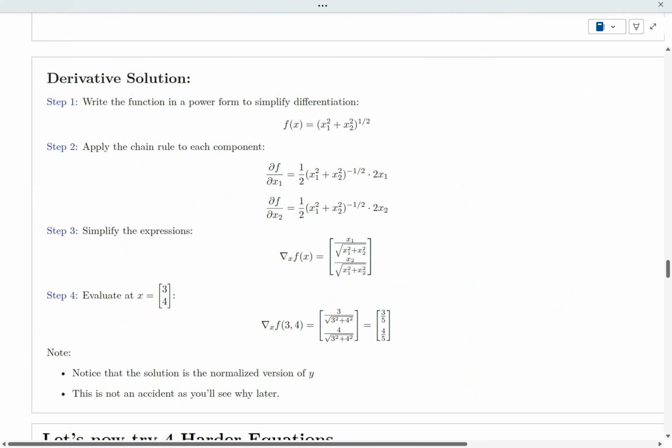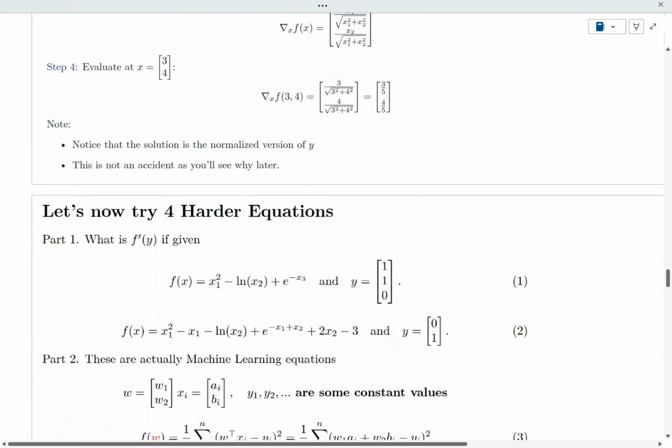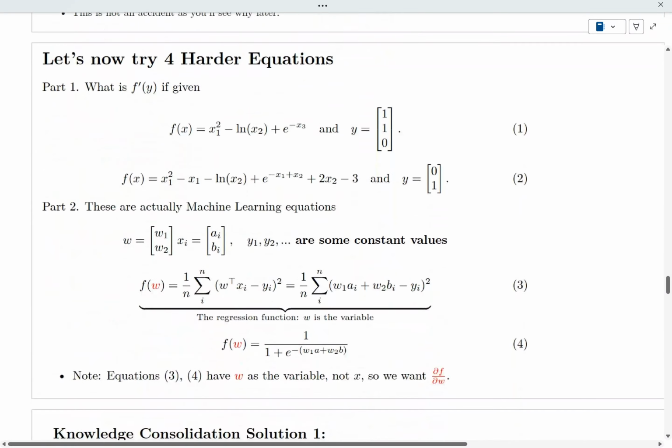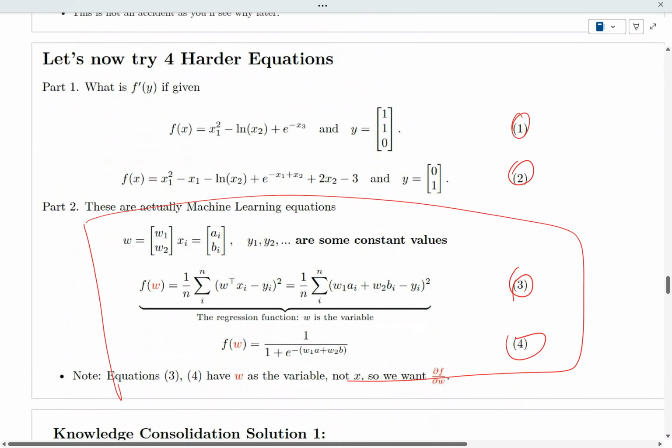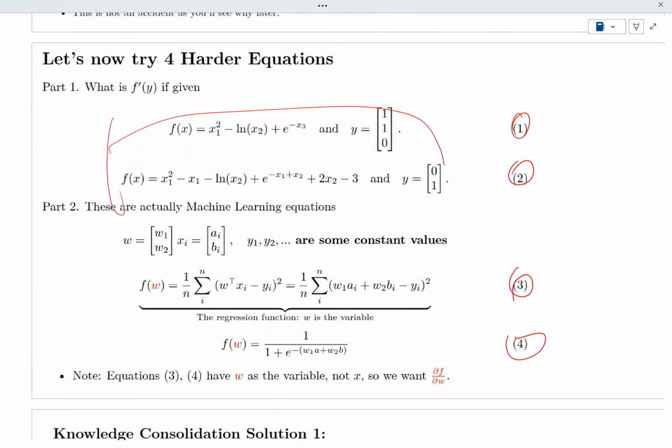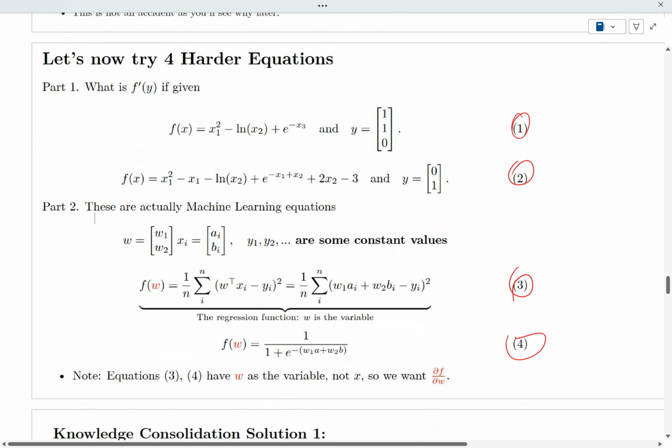Okay. All right, now let's work on even harder ones. Now we have 4 more equations. These 2 equations are actually machine learning functions that you would need to deal with. These are harder, but they're not that bad. See if you can now pause the video again and give it a try.